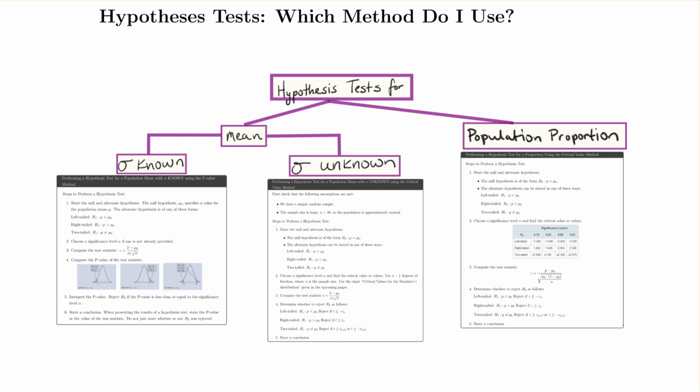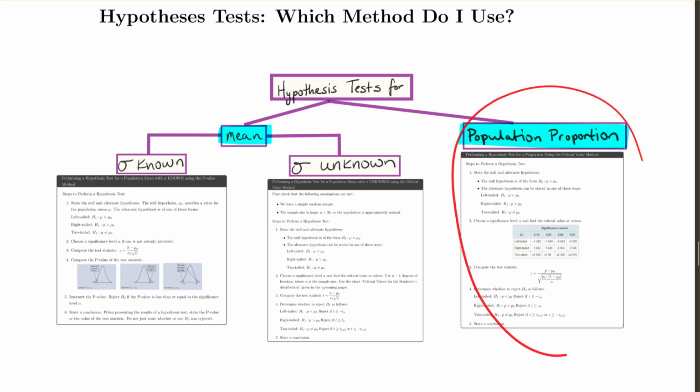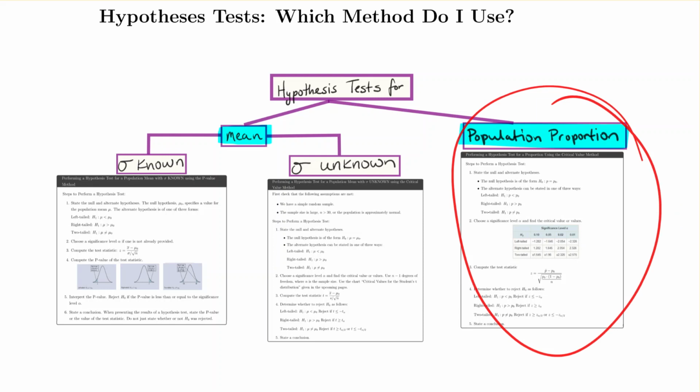Your first big division in thinking about what hypothesis test do I use is, as you read the problem, you need to identify, does this problem deal with mean or population proportion? Because if it deals with the population proportion, there's only one option that we learned. You know you would complete the problem via this method.